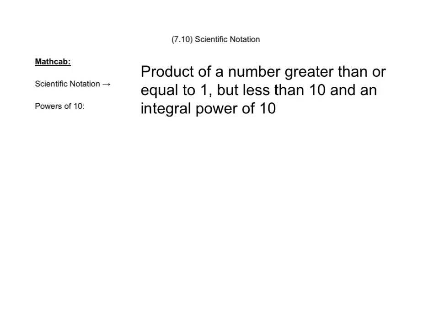Welcome to our lesson on scientific notation, our last section of this chapter. So scientific notation is defined as a product of a number greater than or equal to 1, but less than 10, and an integral power of 10.